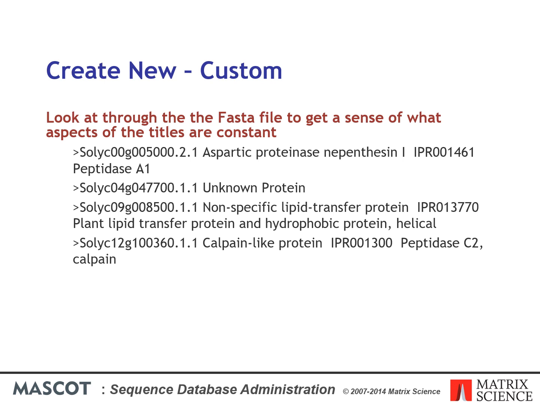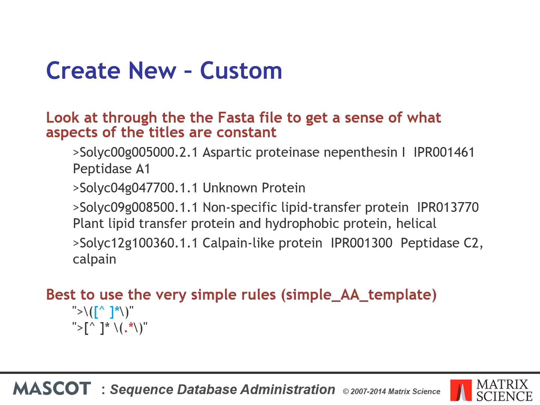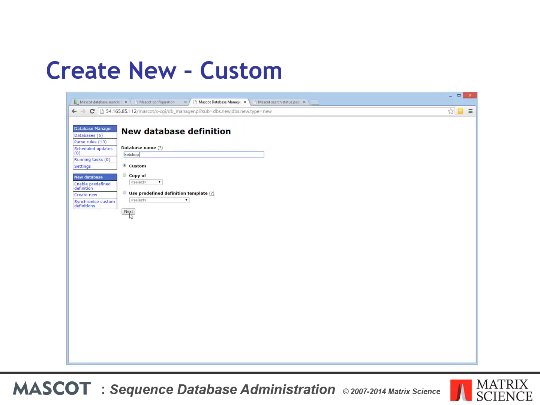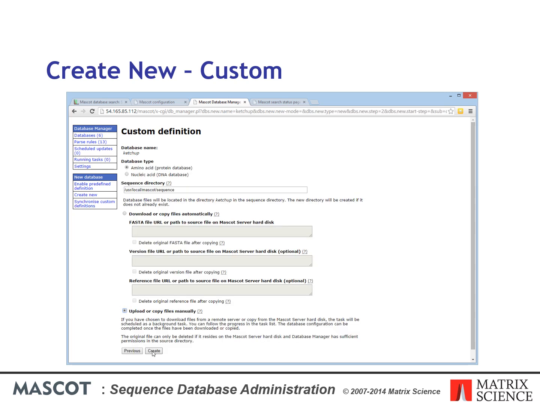These rules are predefined in Database Manager, and you could set up this database by using the simple AA template as the template. But, to illustrate the flexibility of Database Manager, we'll follow the custom definition route and even create a new parse rule. So, we create new, enter a suitable name, and choose Custom. This is an amino acid database, and we already have the Fasta file. Set these options and choose Create.